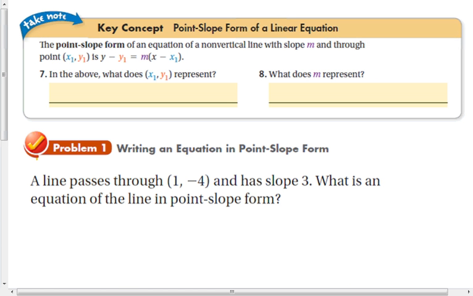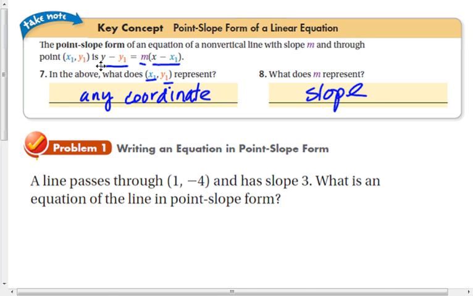All right, the key concept here is the point-slope form of a linear equation. In class tomorrow, I'll show you where the point-slope form comes from, but it looks like this. You take y and subtract a y coordinate, and that's equal to the slope times x minus the x coordinate. So the x1, y1 represents any coordinate on the line of the graph, and the m represents the slope.